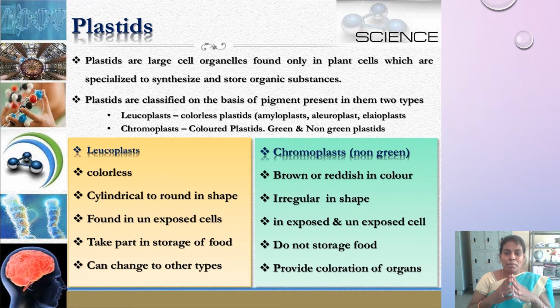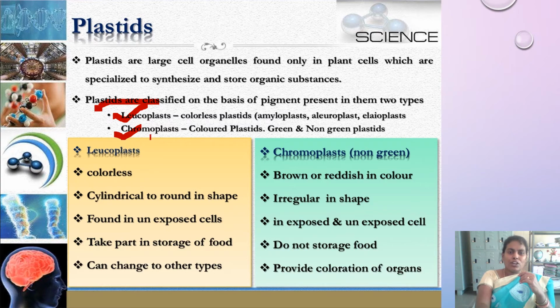Based on the pigments which are present inside these cell organelles, plastids are divided into two types. First one, leucoplasts. Second one, chromoplasts. Leucoplasts are also called white or colorless plastids, which give white color to the parts of a plant. These type of plastids are present in the root system cells.